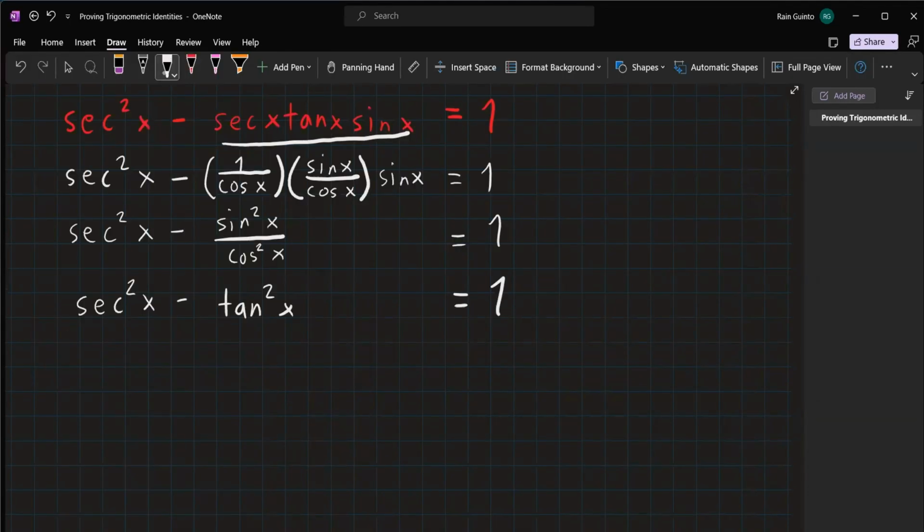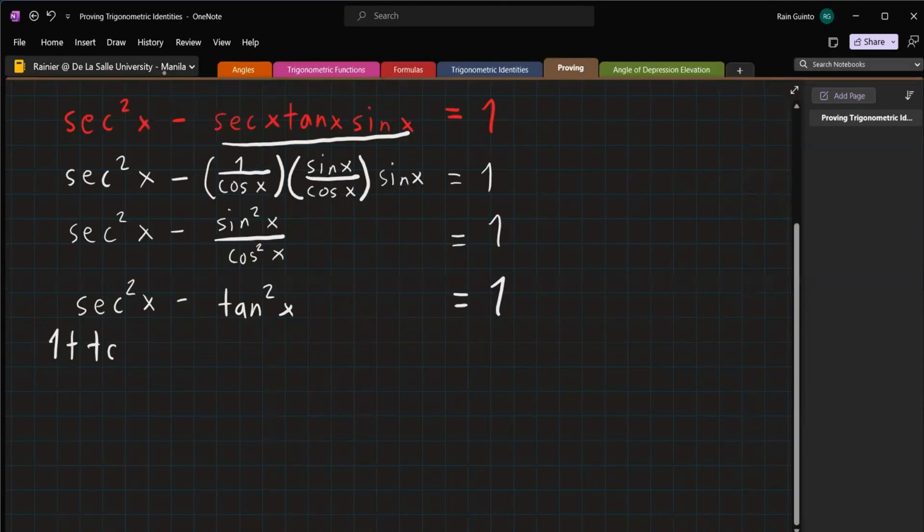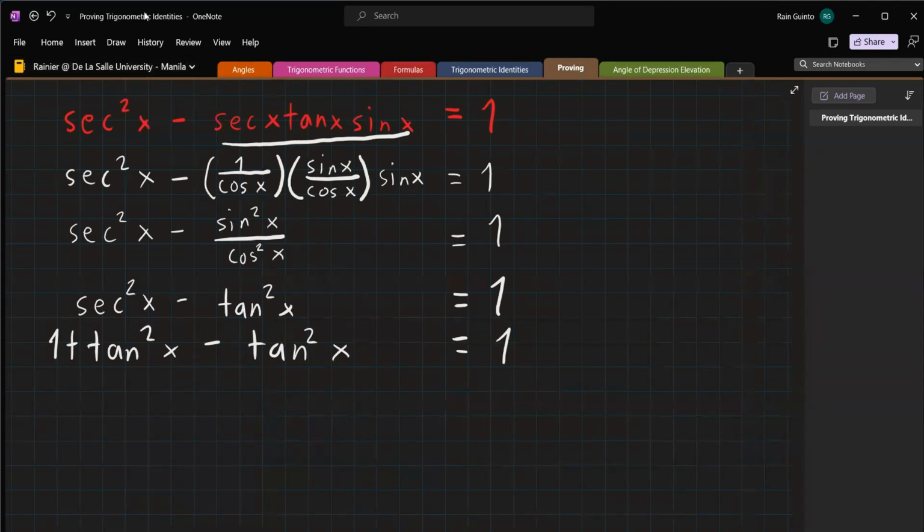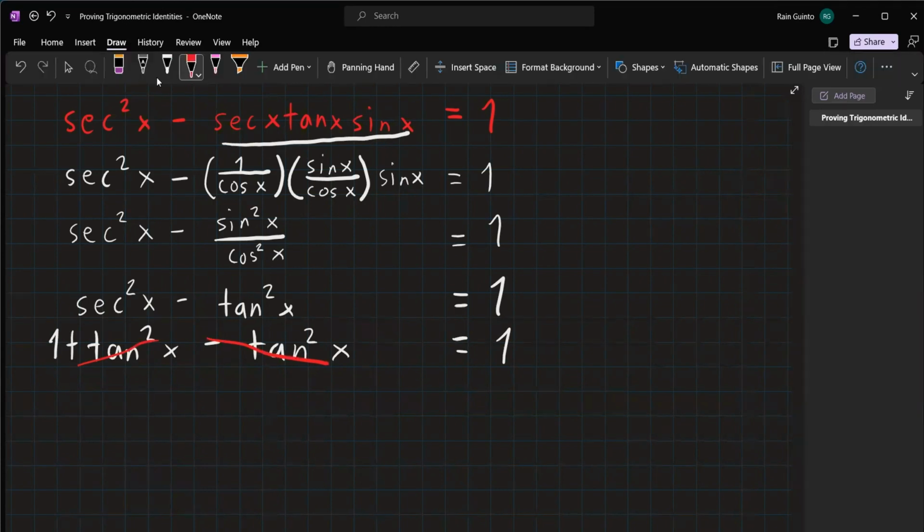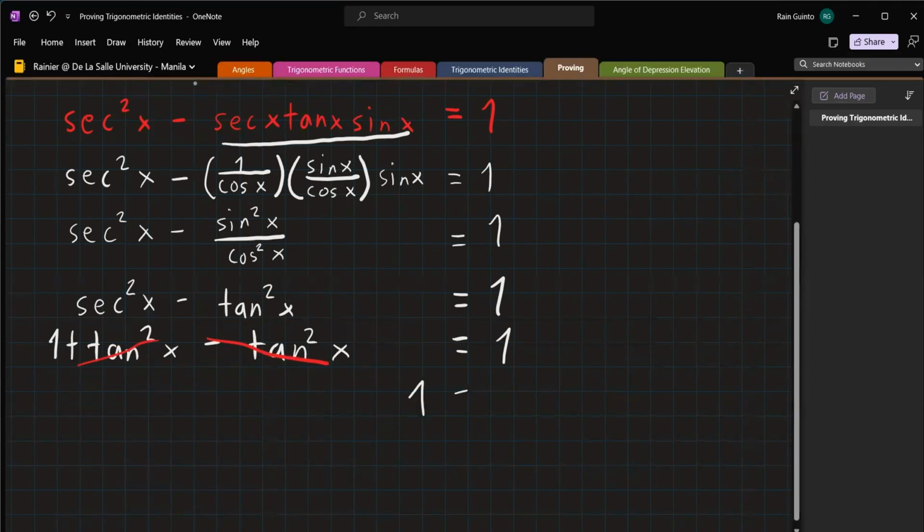So we can write it as 1 plus tangent squared of x minus tangent squared of x is equal to 1. And notice that it will cancel out. So cancel this, because one is positive and the other one is negative. So we are left with 1 equals 1, which is what we are looking for. And hence it is proven.